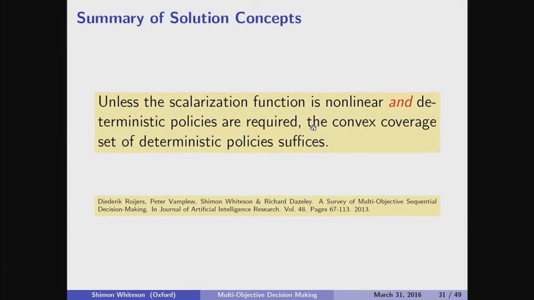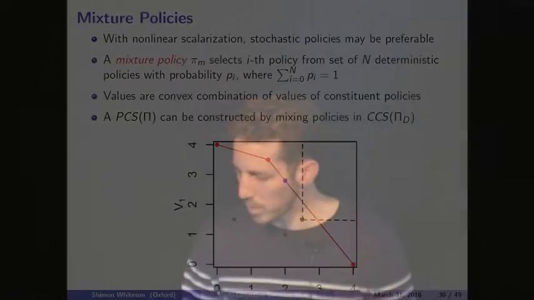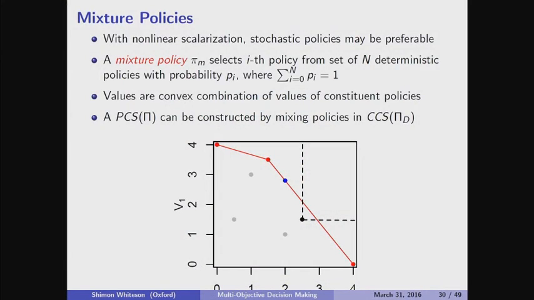In all other cases, the convex coverage set is enough. So this is kind of a take-home message of the solution concepts. Unless the scalarization function is both nonlinear and we require deterministic policies, the convex coverage set of deterministic policies suffices. But computing that from the convex hull is not too difficult computationally, right? Because you just take neighboring points and you take rectangles and then you see if that intersects with an existing policy and then you're done. Sorry, you mean to find a mixture policy? Yeah, exactly. So that's okay, that's cheap, probably.